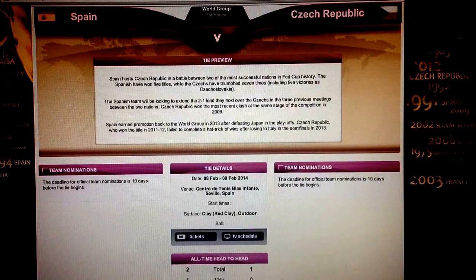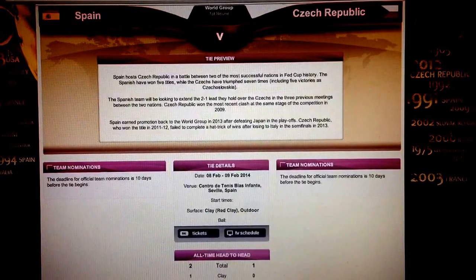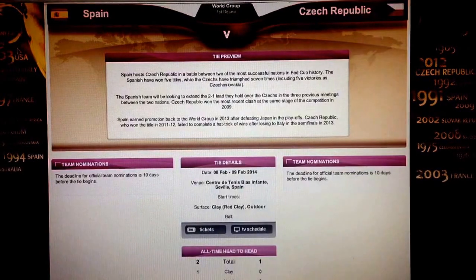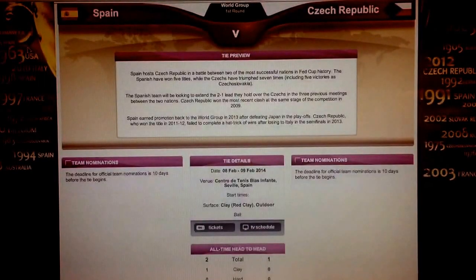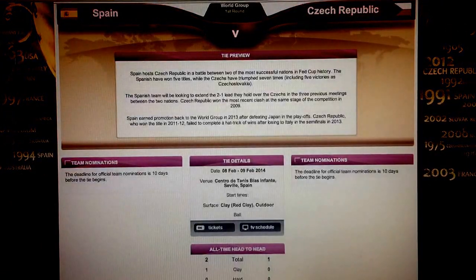But the interesting thing here is it is in Spain. And they are the smartest tennis nation in the world, I think. And they can do little tricks with the clay. And I've seen the men do it in Davis Cup a lot. Now, the Czech Republic is very good at clay as well as anything else.